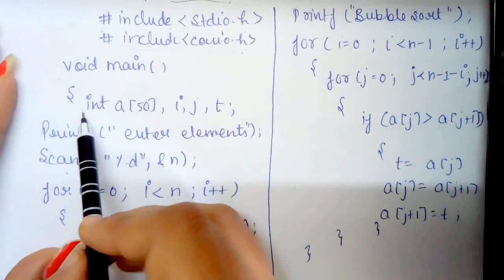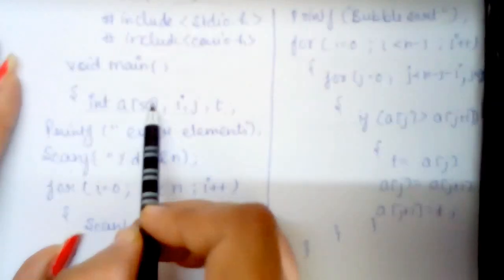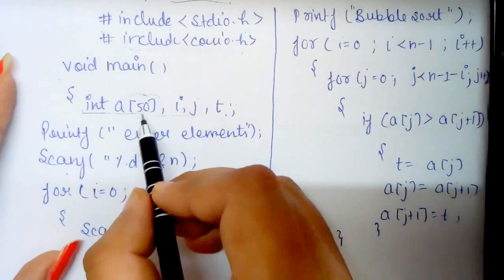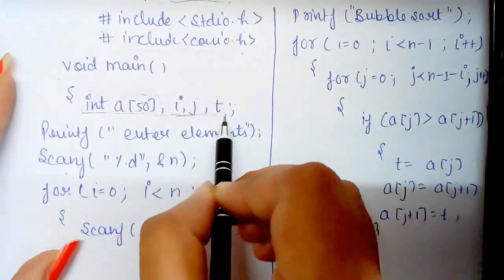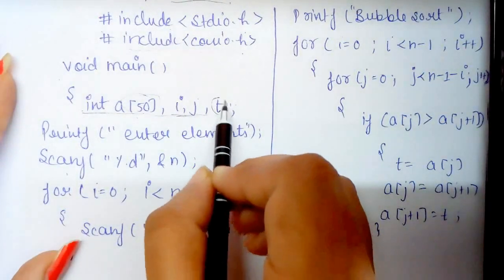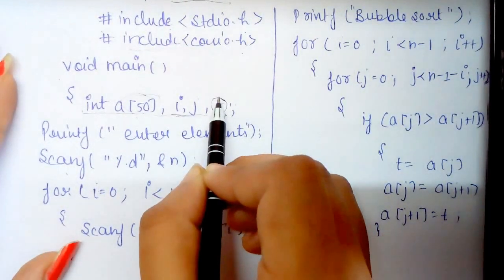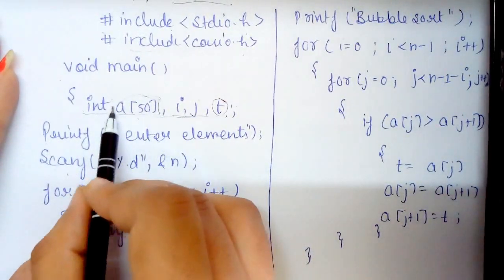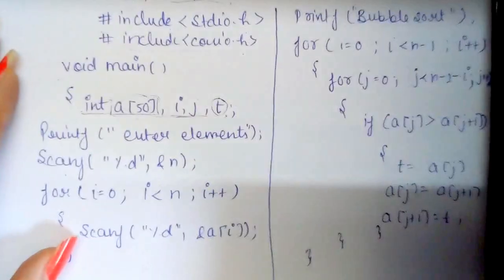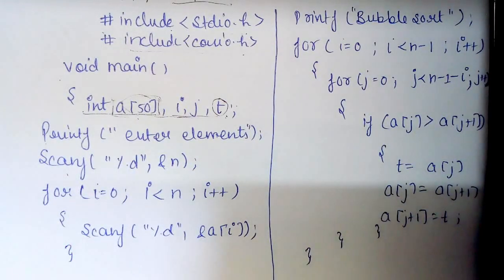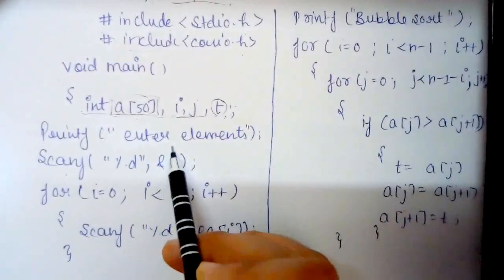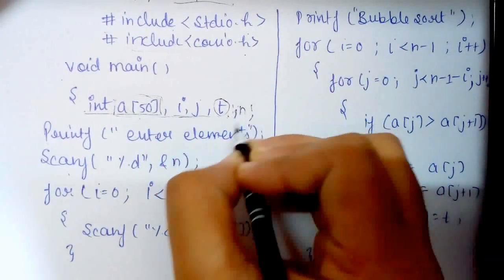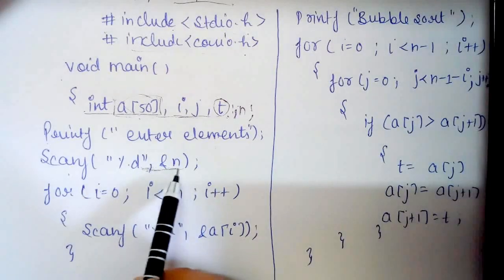Here in this line we are doing initialization. First of all, we have an array, and in this array we have some elements, and these are the variables which I am using for the loop, and this is the t variable which I am using for swapping. First of all, we have initialized the array by which we get a space of 50 bytes in memory. Now we will enter some elements in this array. Suppose I am taking the n variable for the number of elements.